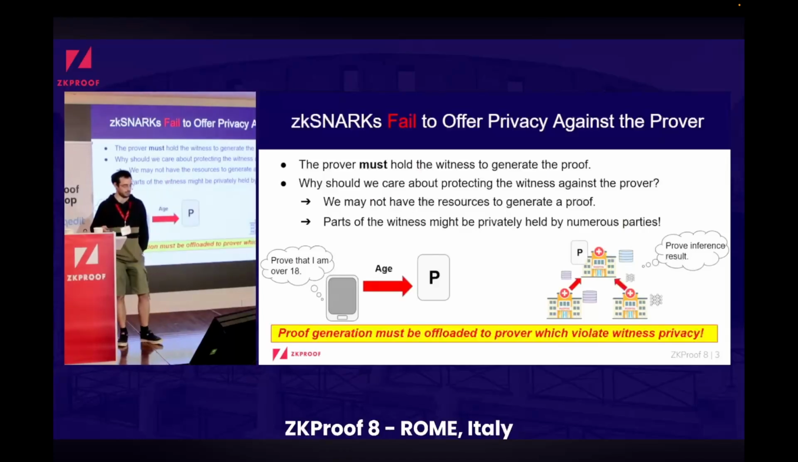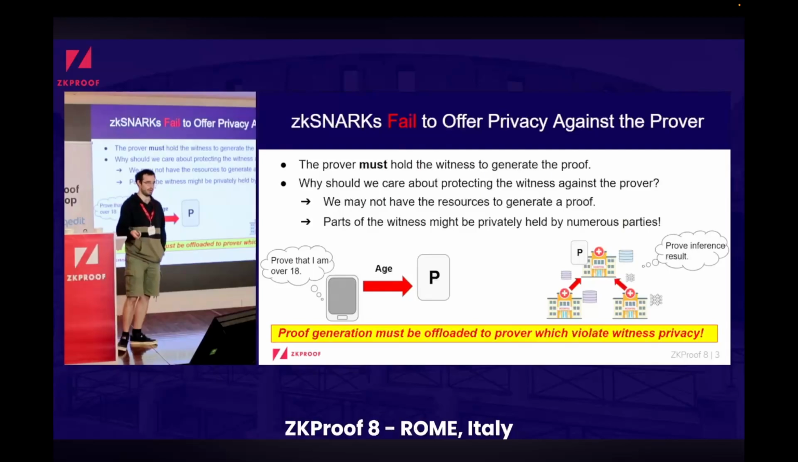And in these two applications, in order to generate a ZK SNARK proof, they must offload the proof generation process into another party. For instance, in the first case, the computationally constrained device has to send the witness to a server, or in the second case, all the parties need to select a single party in order to act as a prover. And of course, they will have to send the witness, which would violate the privacy.